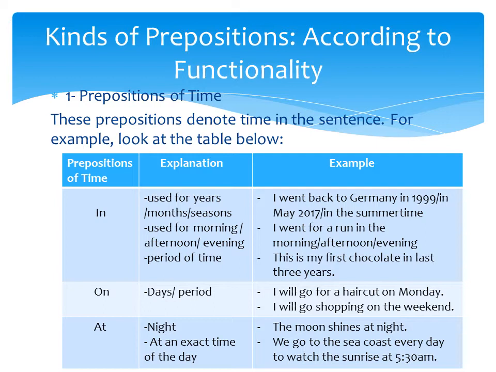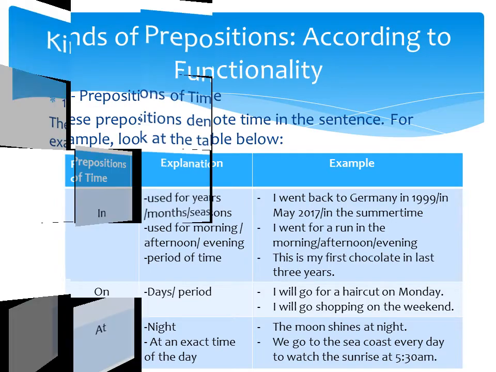On is used for days and dates only. I will go for a haircut on Monday. I will go shopping on the weekend. At is used for night and an exact time of the day. For night, the moon shines at night, and for exact time of the day, we go to the sea coast every day to watch the sunrise at 5:30 a.m.